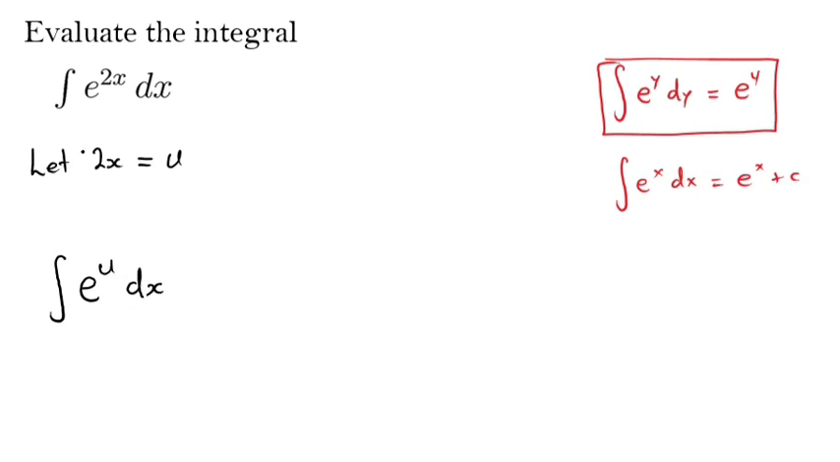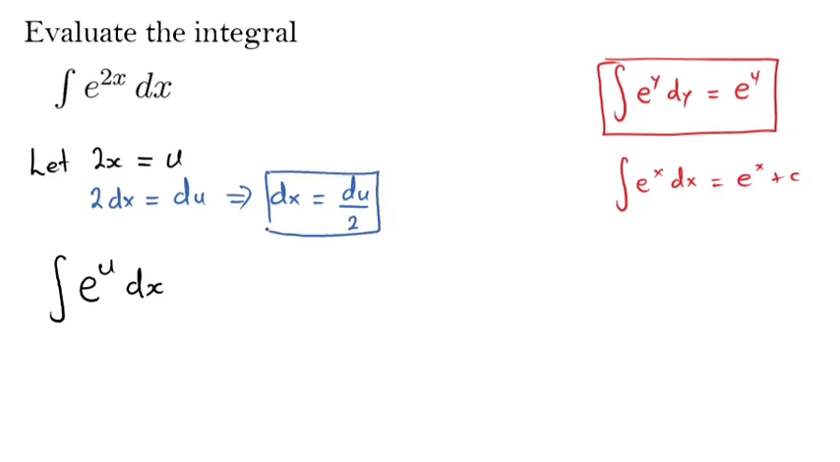But there's a problem. The power is u, but we're integrating with respect to x. So now I need to come back here and differentiate. 2x differentiated is simply 2, multiplied with dx. u differentiated is simply 1, multiplied with du. If I make dx the subject here, you can clearly see that dx is equal to du divided by 2. So this is what I need.